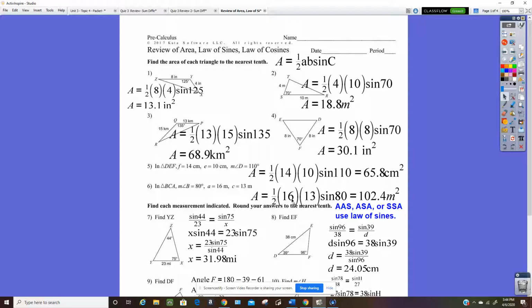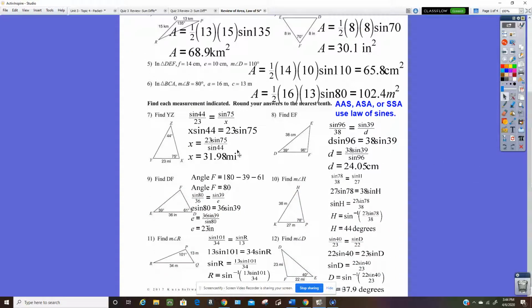Number 6, area is equal to 1/2 times 16 times 13 times sine of 80, so the area is 102.4 square meters. This worksheet is the one I gave you on Friday, March 13th. If you have that worksheet and attempted it, you should take a look and see if you did the problems correctly. If you didn't do the problems, then I would take out that worksheet and try them before you look at this video, and then check your answers with the video.